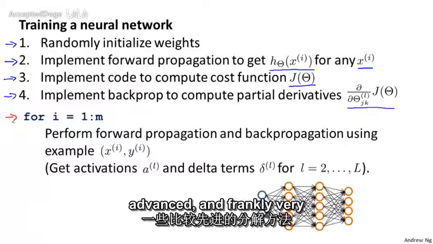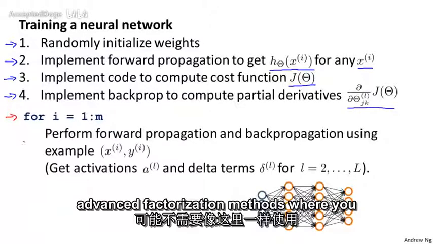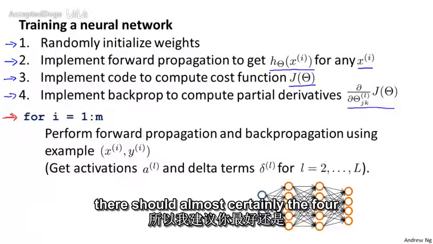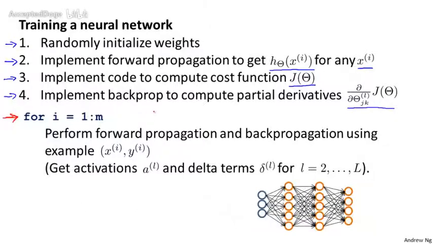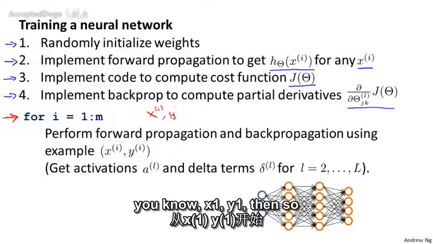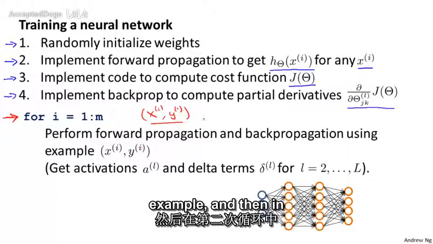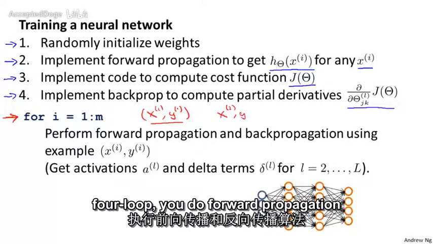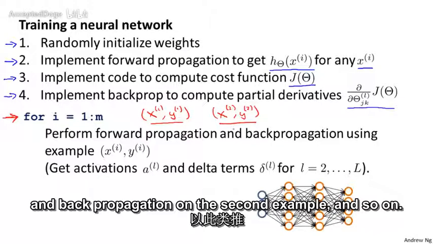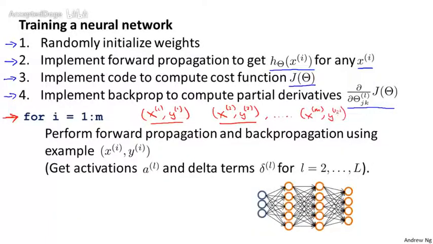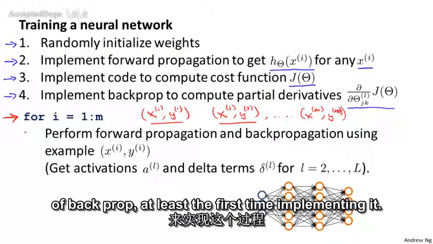Some of you may have heard of, frankly, very advanced vectorization methods where you don't have a for loop over the m training examples, but the first time you're implementing backprop, there should almost certainly be a for loop in your code where you're iterating over the examples x1, y1. So you do forward prop and back prop on the first example, and then in the second iteration of the for loop, you do forward propagation and back propagation on the second example, and so on until you get through the final example. So there should be a for loop in your implementation of backprop, at least the first time you're implementing it.